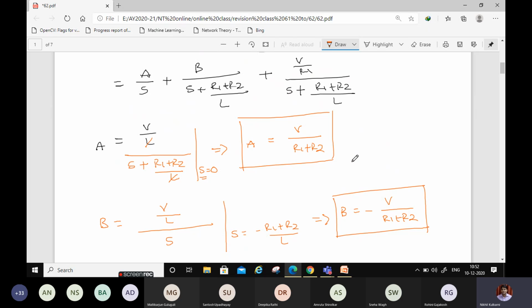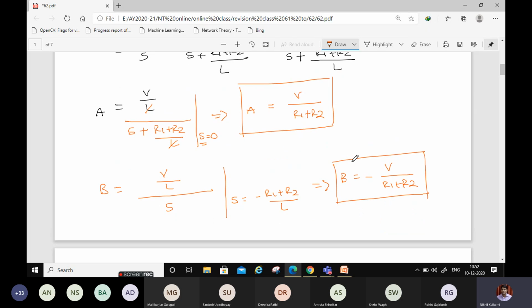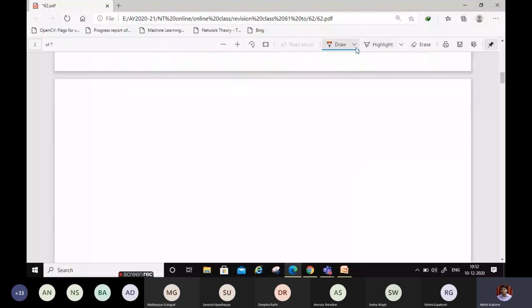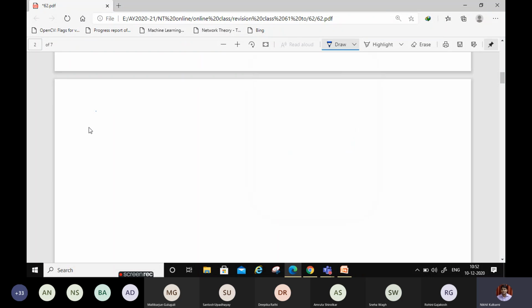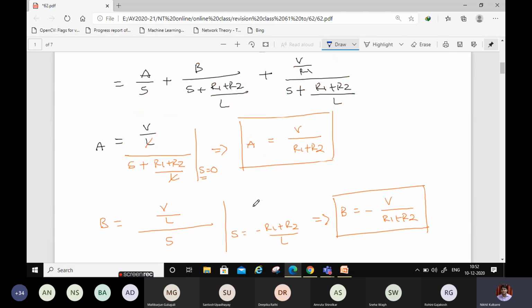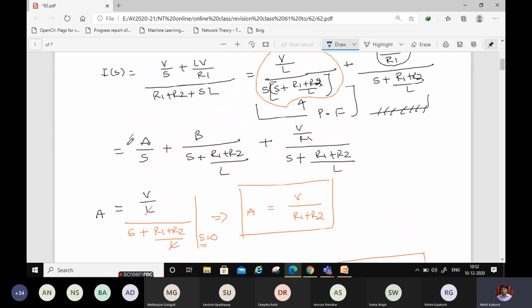Following this, everyone? Yes, sir. So finally I can get back to my I of S term here. How can I write I of S? That will have a value V by R1 plus R2, then what we have is 1 by S. So we can refer to this.